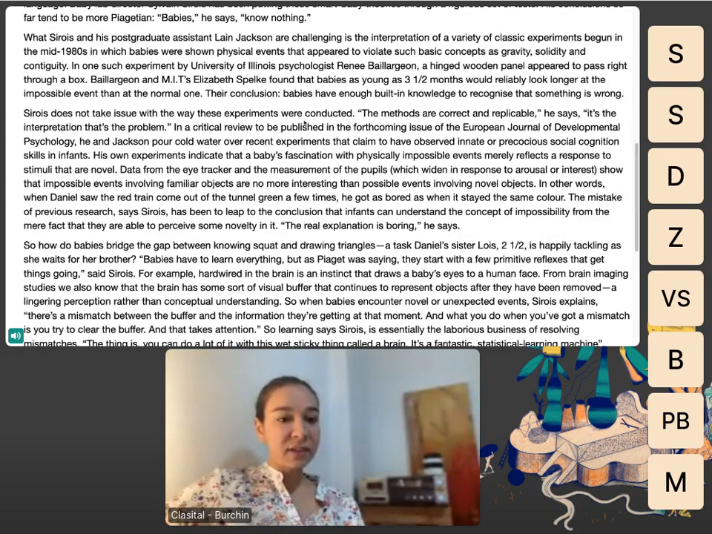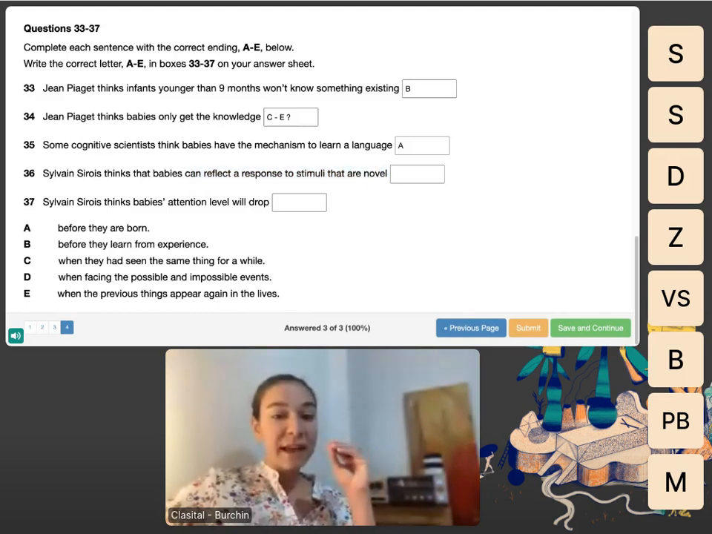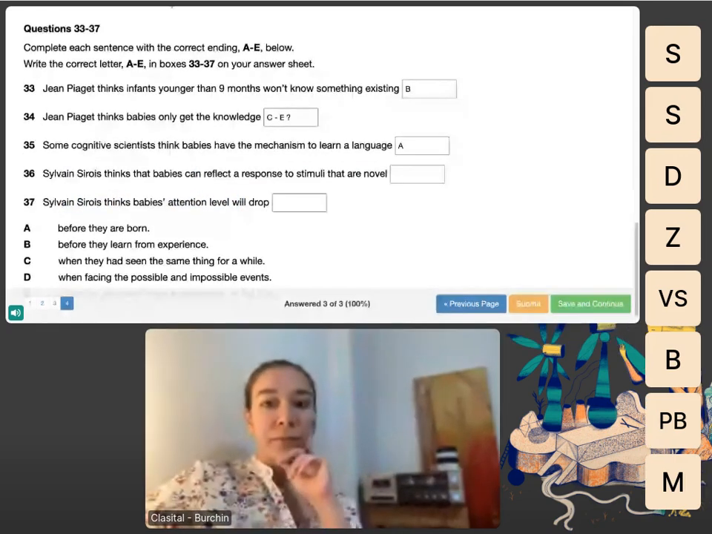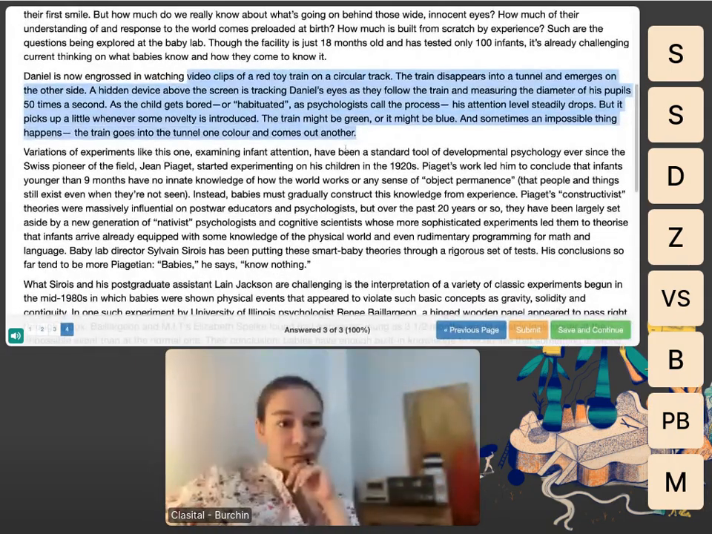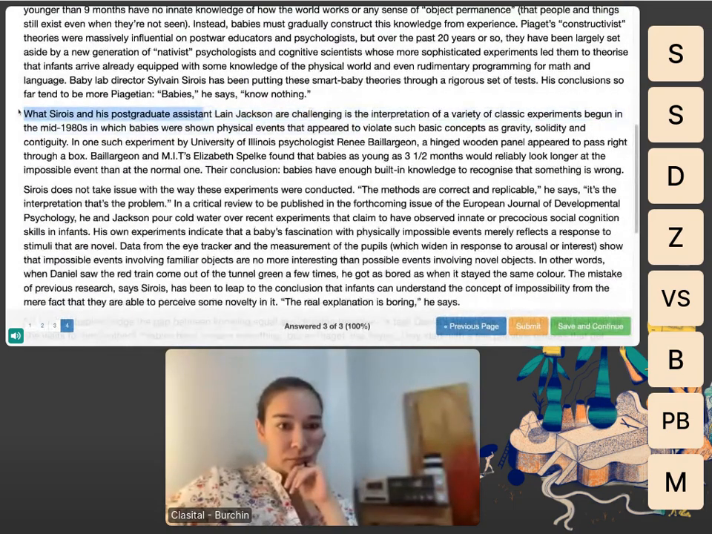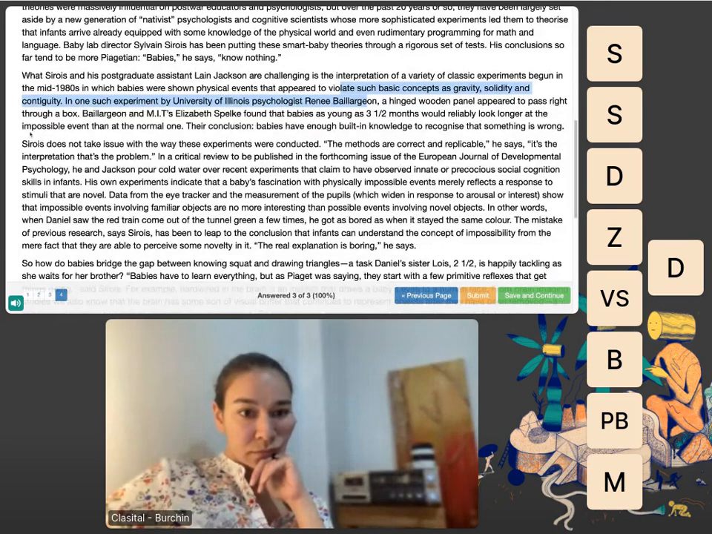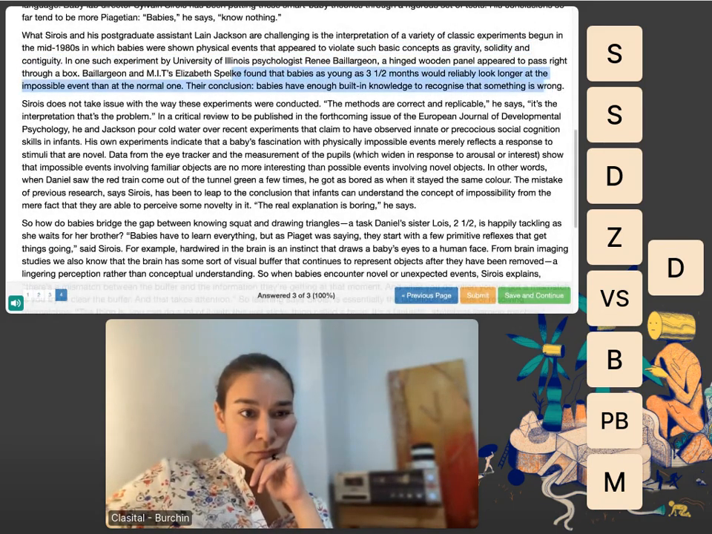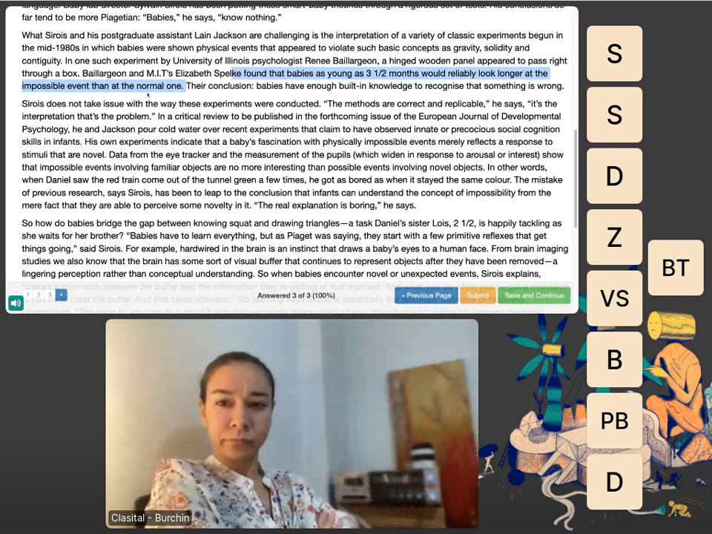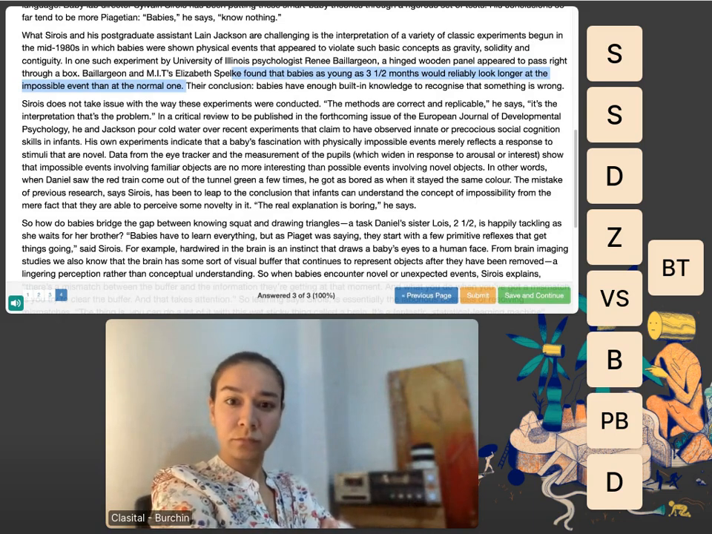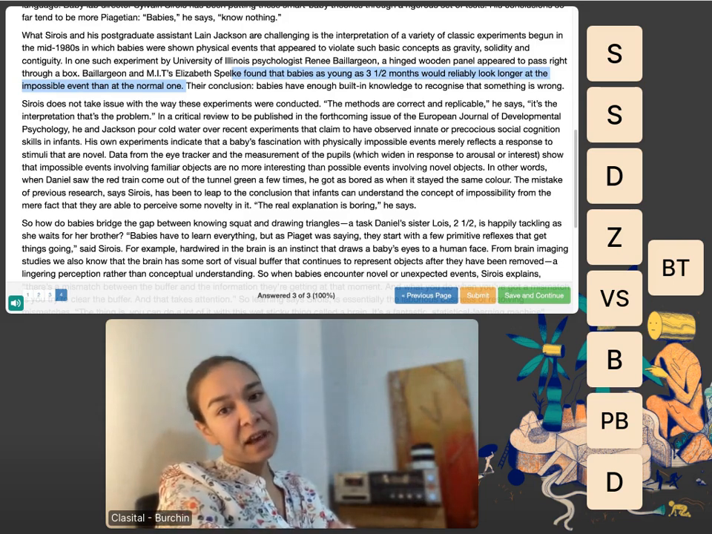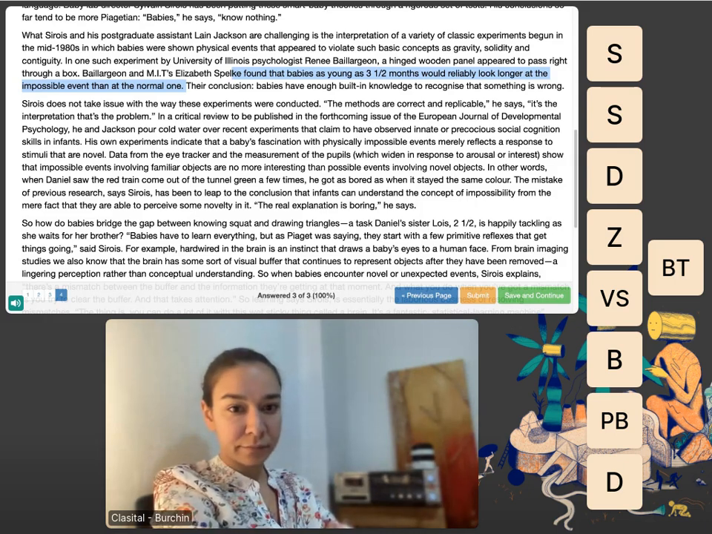Let's continue. We have Sylvain Sirois thinks that babies can reflect a response to stimuli that are novel. Novel means new. And Sylvain Sirois thinks babies' attention level will drop. Babies have enough built-in knowledge to recognize that something is wrong.